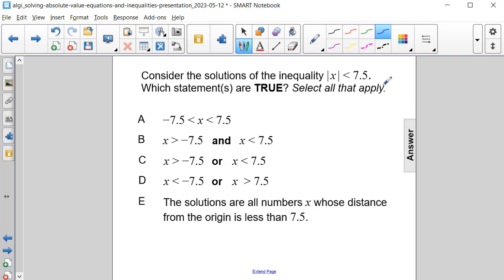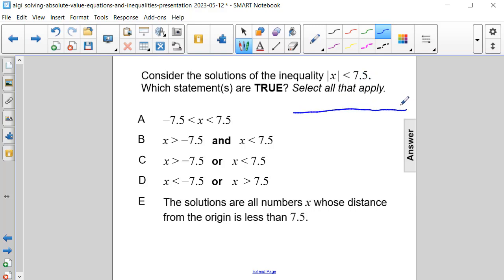Consider the solutions of the inequality the absolute value of x is less than 7.5. Which statement or statements are true? Select all that apply.